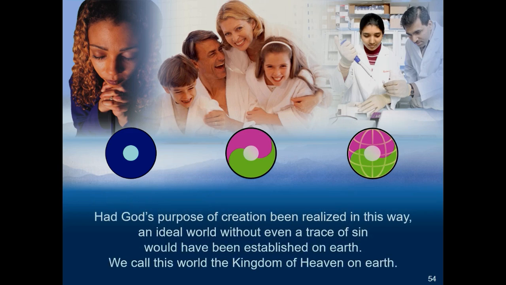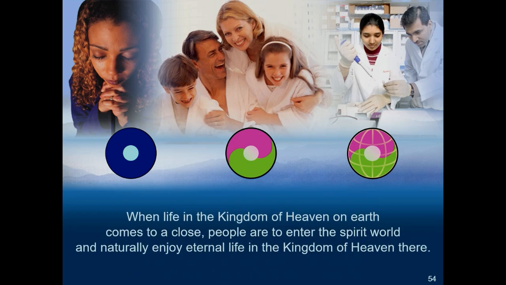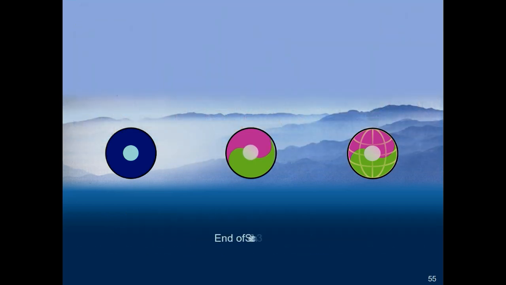Had God's purpose of creation been realized in this way, an ideal world without even a trace of sin would have been established on earth. We call this world the kingdom of heaven on earth. When life in the kingdom of heaven on earth comes to a close, people are to enter the spirit world and naturally enjoy eternal life in the kingdom of heaven there. This is the end of section 3.